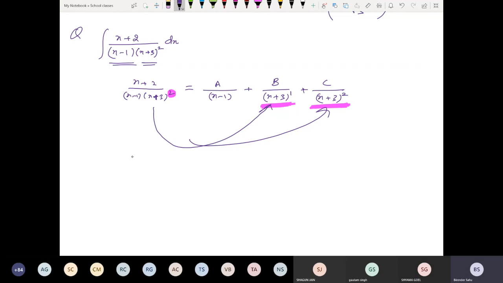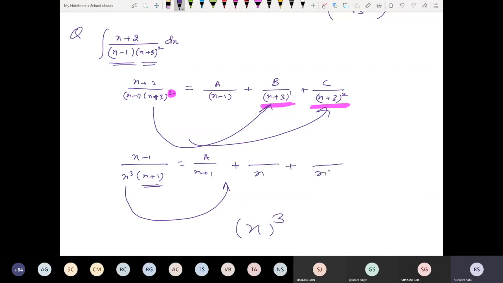See, I'm telling you one more. Let's say we have a question like this, x raised to power 3 into x plus 1. See how to assume this. Again, we have a linear term which is x plus 1, so here we can have a. This is also a linear term, simply x, but repeated three times, x cube. So we will be writing x, then x raised to power 2, x raised to power 1, x raised to power 2, x raised to power 3. And here it will be b, c, d.